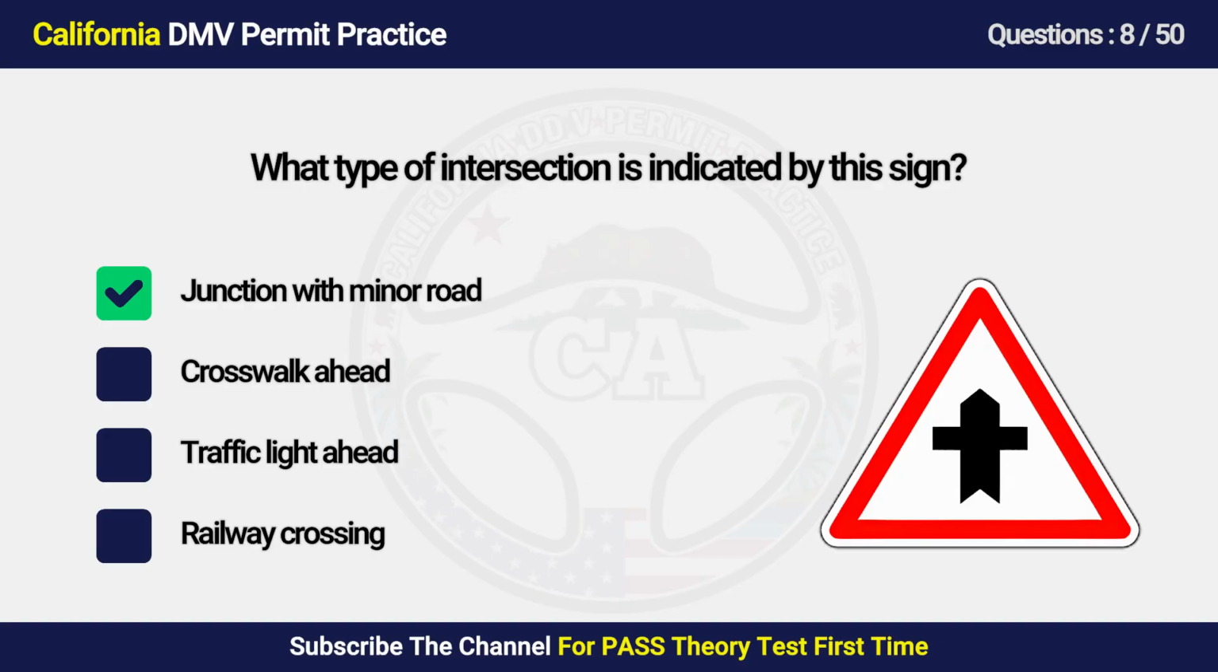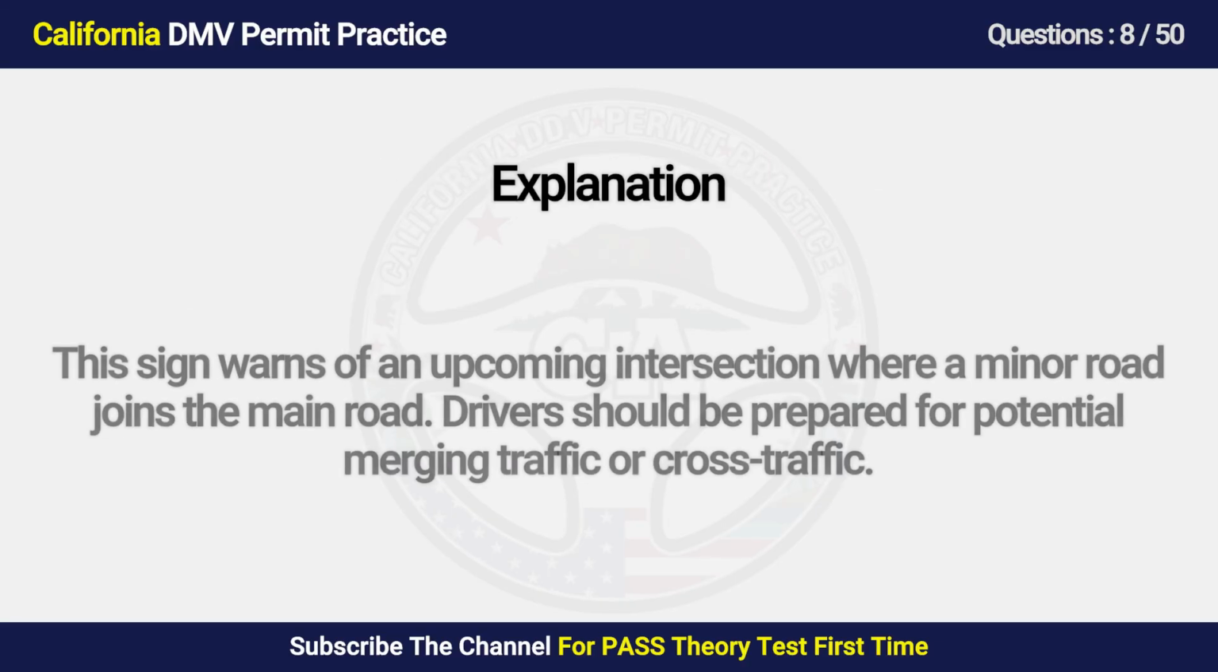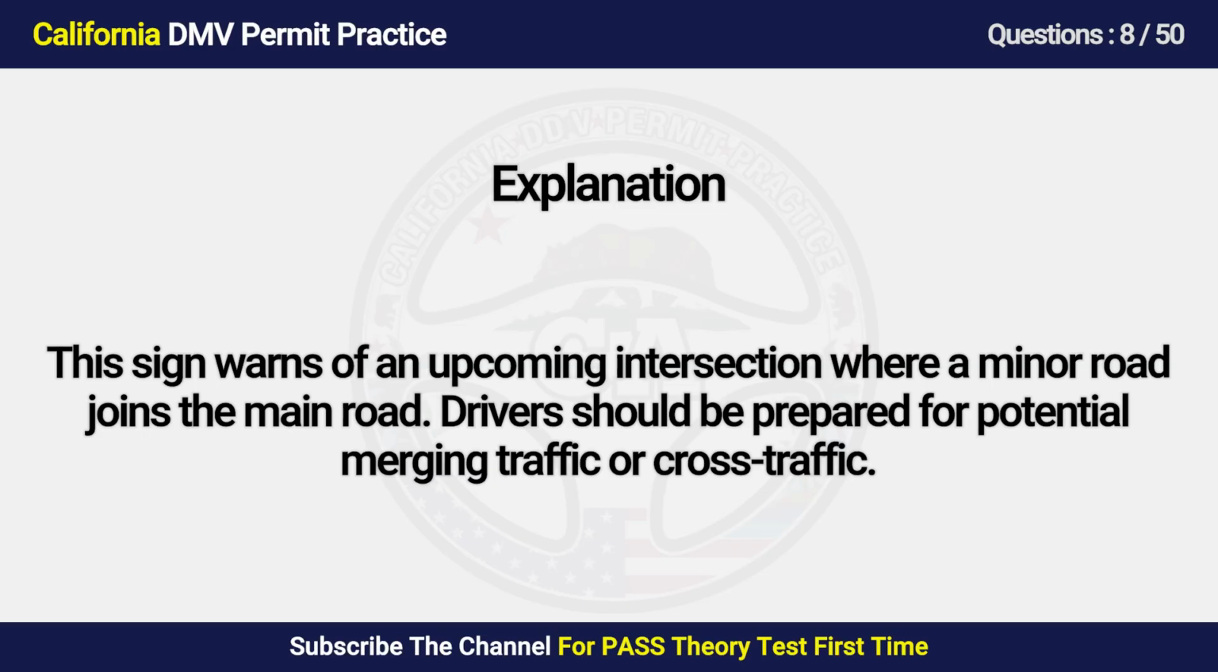Answer is A. Junction with minor road. This sign warns of an upcoming intersection where a minor road joins the main road. Drivers should be prepared for potential merging traffic.